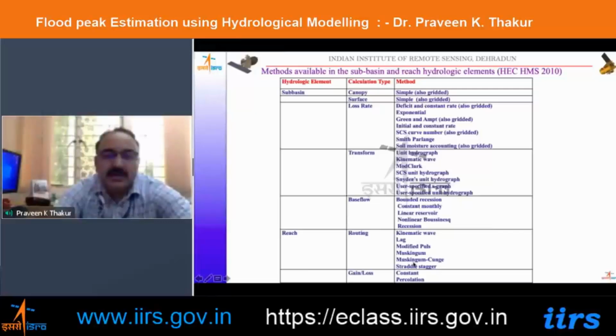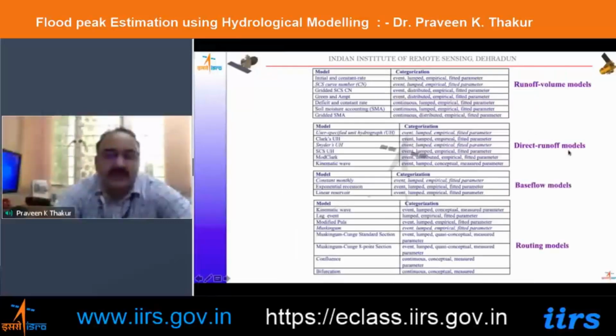So these are the methods of runoff volume, direct runoff, base flow, and the routing models. If you want to do a long-term simulation, a continuous simulation, then you have to choose the methods which are listed here. If you are doing an event only, for flood peak estimation, then event-based, lumped, and empirical fitted parameters can also be used with a fair degree of accuracy.